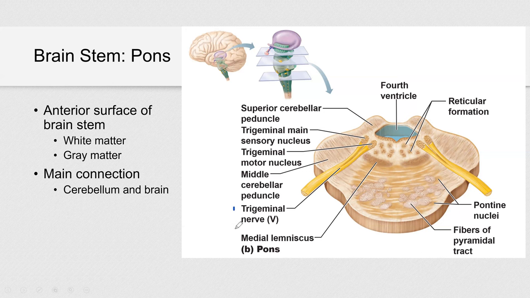You can see how cranial nerves are attached to the pons, for example the trigeminal nerve. It has a nucleus of the trigeminal nerve, and then we have axons over here. The pons is on the anterior surface of the brain stem, has white and gray matter, and is the main connection to the cerebellum and the brain. It connects the cerebellum and the cerebrum, a major connection to the cerebral cortex, I would say. And of course it connects the medulla to the pons, and both sensory and motor information travel through the pons.